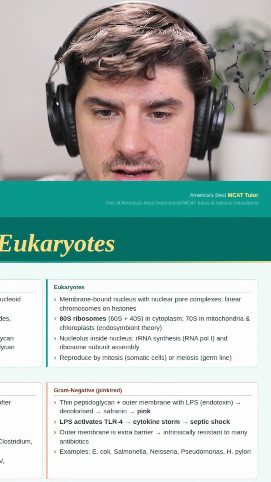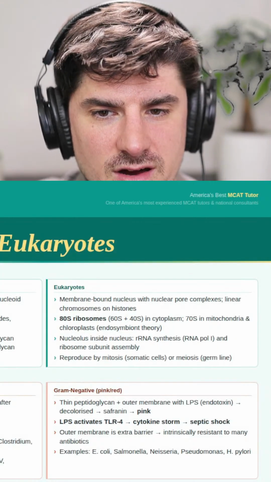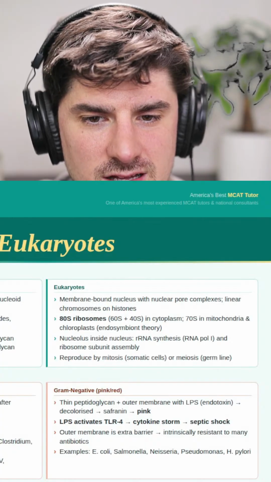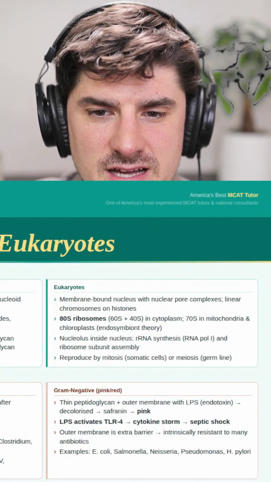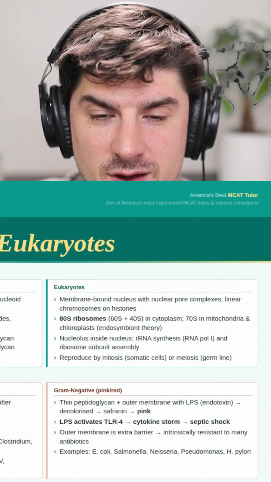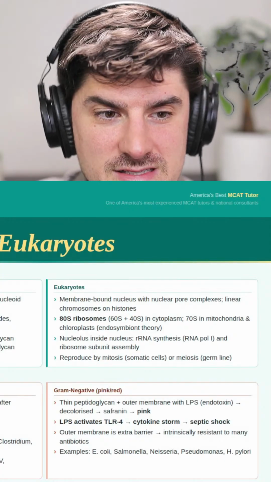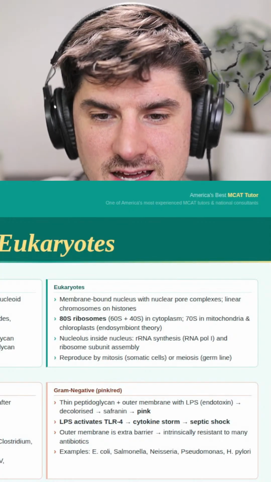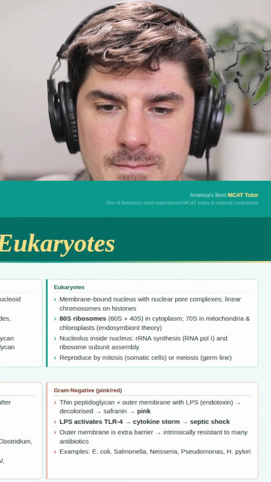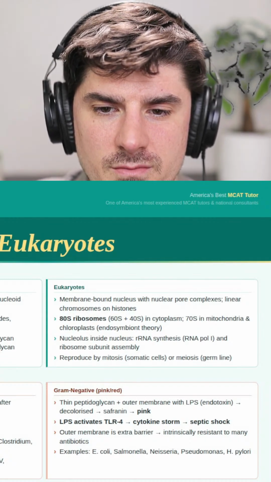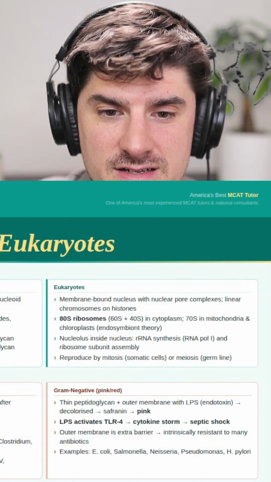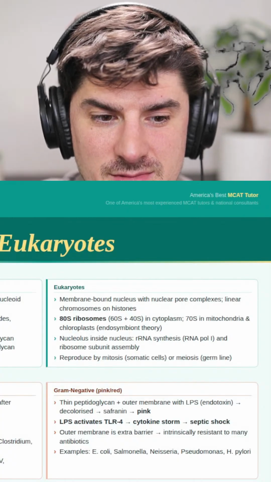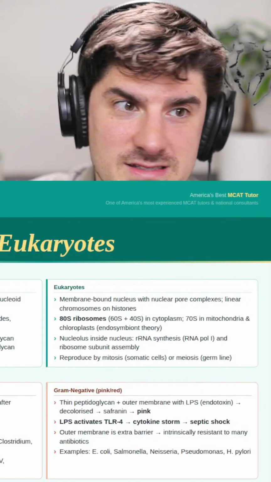All right. Famous gram-negatives include E. coli, Salmonella, Neisseria, Pseudomonas, and H. pylori, Helicobacter, the famous little buggers that like to live inside of our stomachs. The reason that we are mentioning the lipopolysaccharide trigger is that this is something that is famous. This is going to stick inside your mind.